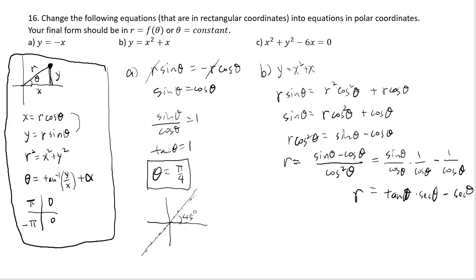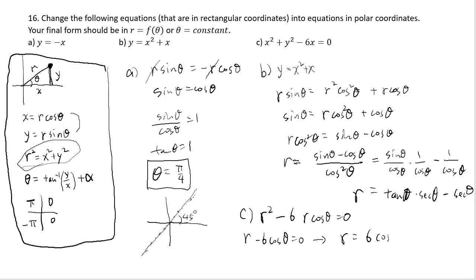Okay. Now for c, I see x squared plus y squared. Oh, that's this one, right? x squared plus y squared is r squared, so I can rewrite it as r squared minus 6x, which is now r cosine theta. Divide by r, so you get r minus 6 cosine theta equal to 0, and then you solve for r. r is 6 cosine theta. Okay. That turned out to be easy.